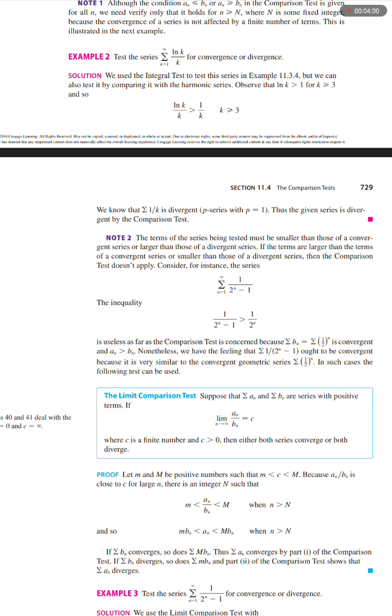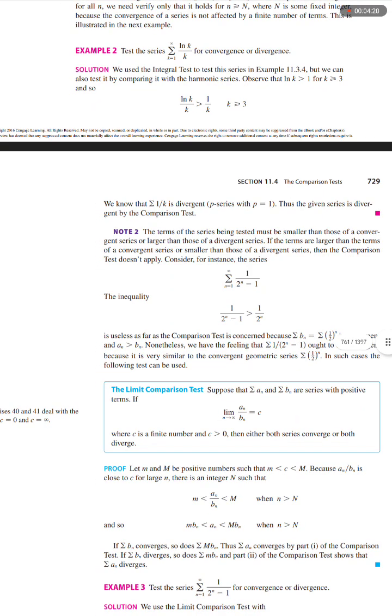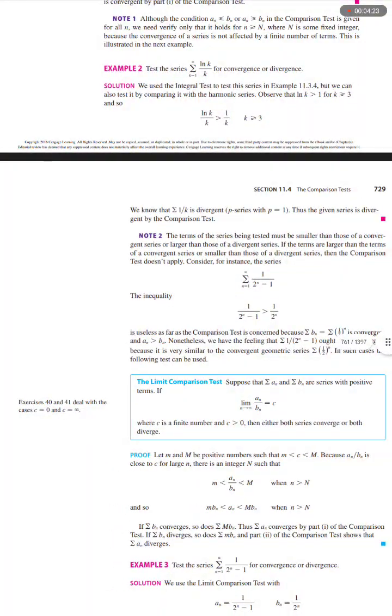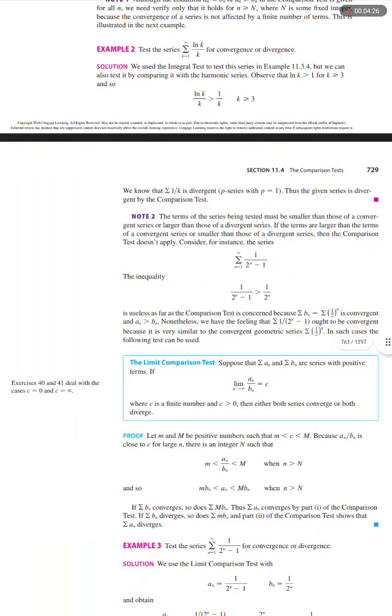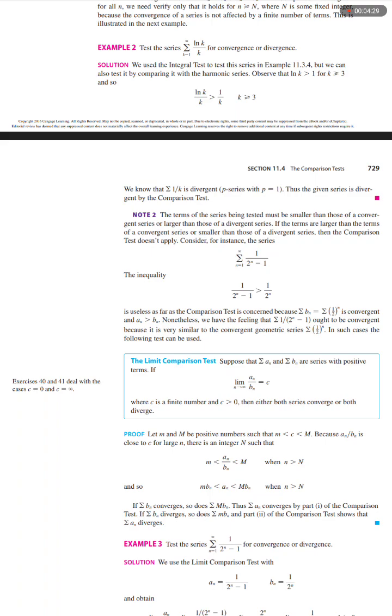Consider, for instance, the series, the sum from n equals 1 to infinity of 1 over 2 to the power n minus 1. The inequality 1 over 2 to the power n minus 1 is greater than 1 over 2 to the power n is useless as far as the comparison test is concerned, because the sum of b sub n equals the sum of 1/2 to the power n is convergent, and a sub n is greater than b sub n.